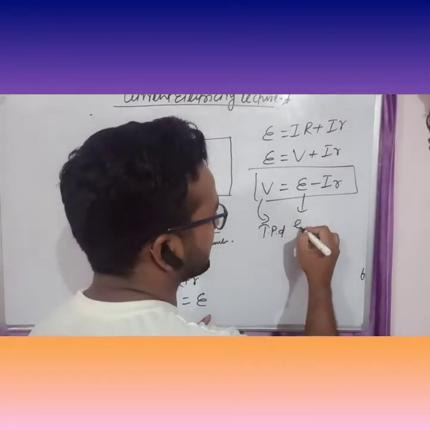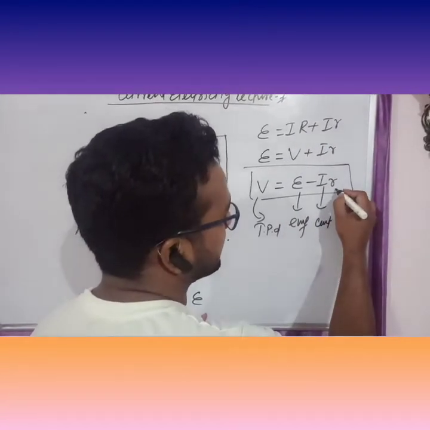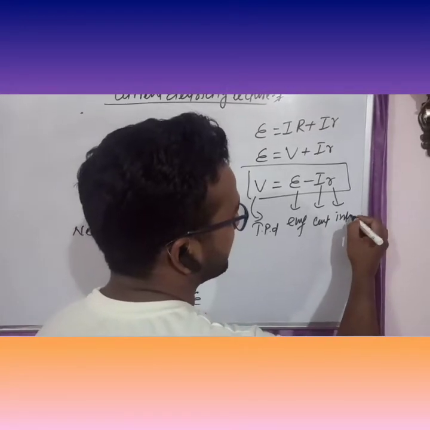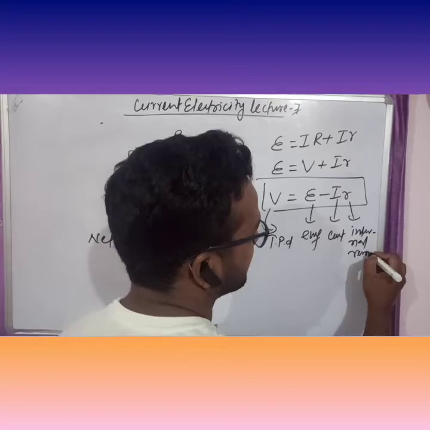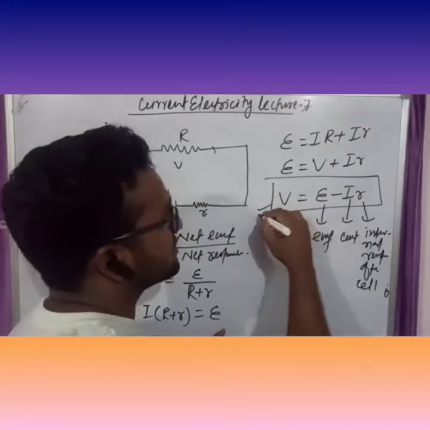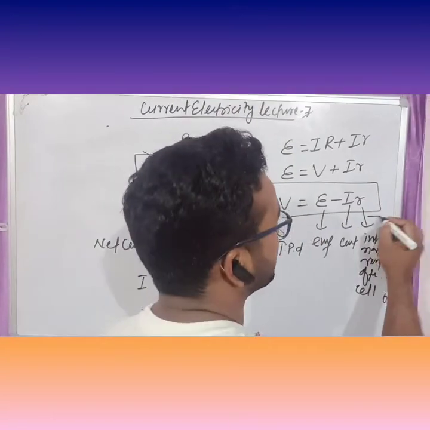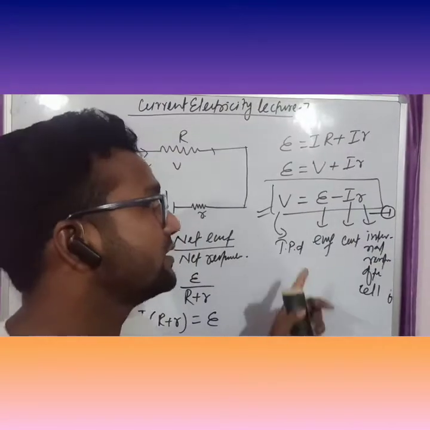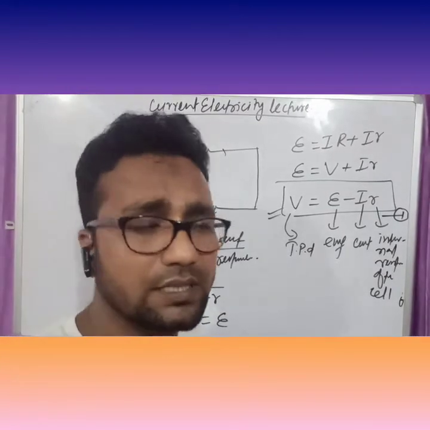This one is EMF, this one is electric current, and this one is the internal resistance of the cell, and this is the required relation between the terminal potential difference and EMF of a cell.